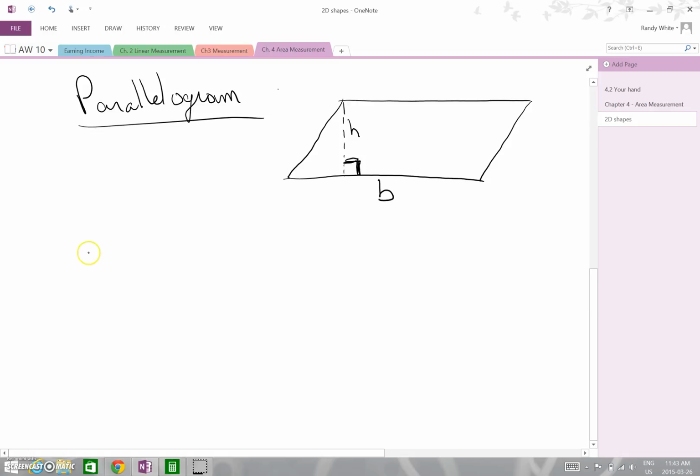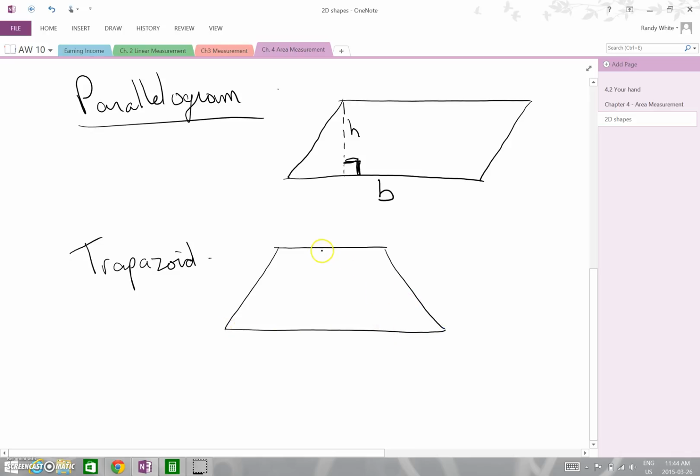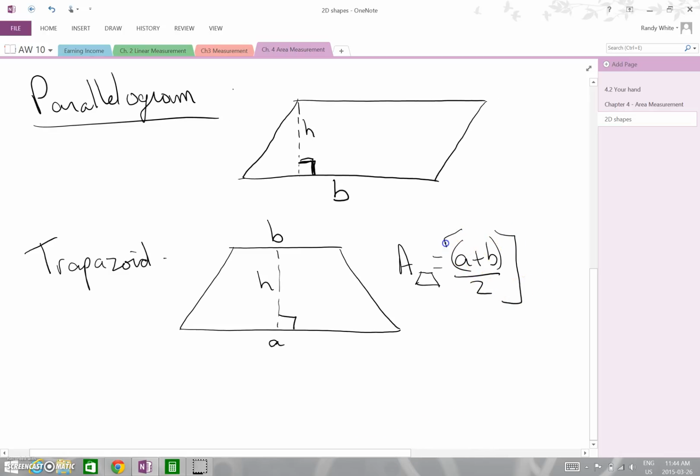So, for example, for a trapezoid, again, the height always creates a right angle. This is side A, and this is side B. For the area of this trapezoid, I'm going to take A plus B, add those together, divide it by 2, and then take whatever that answer is and multiply it by the height. That will give me the area of the trapezoid.